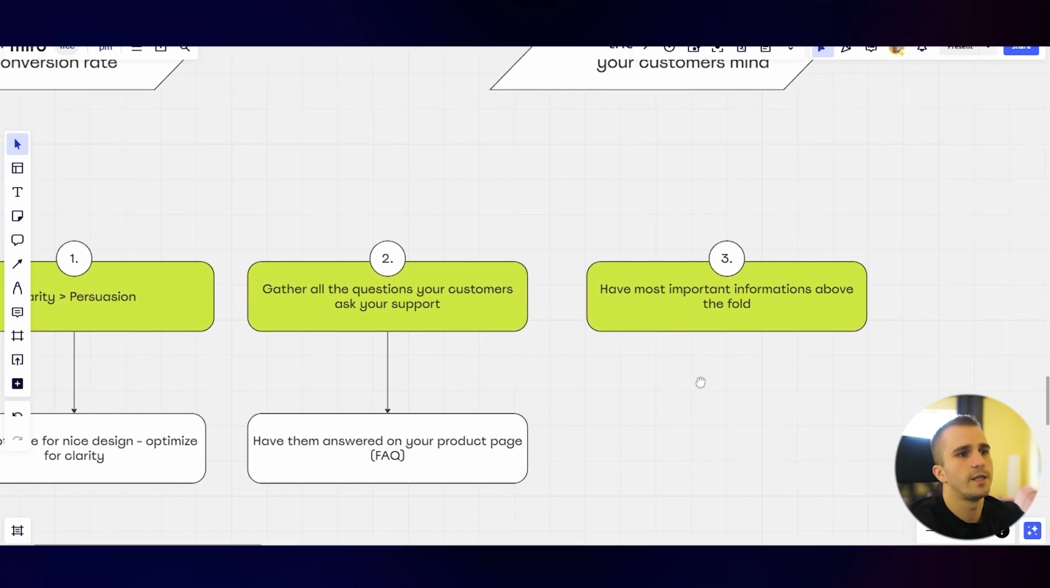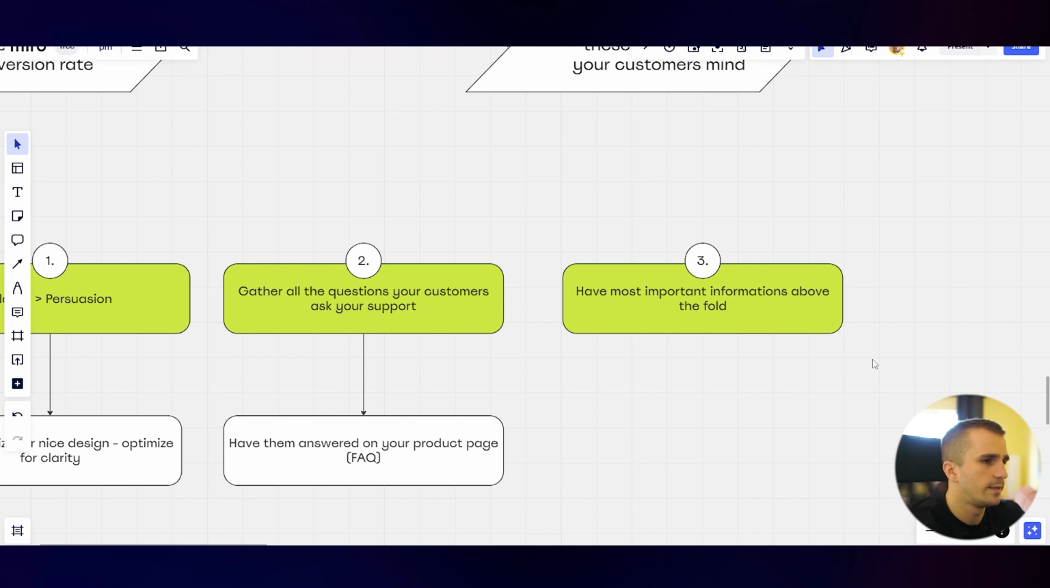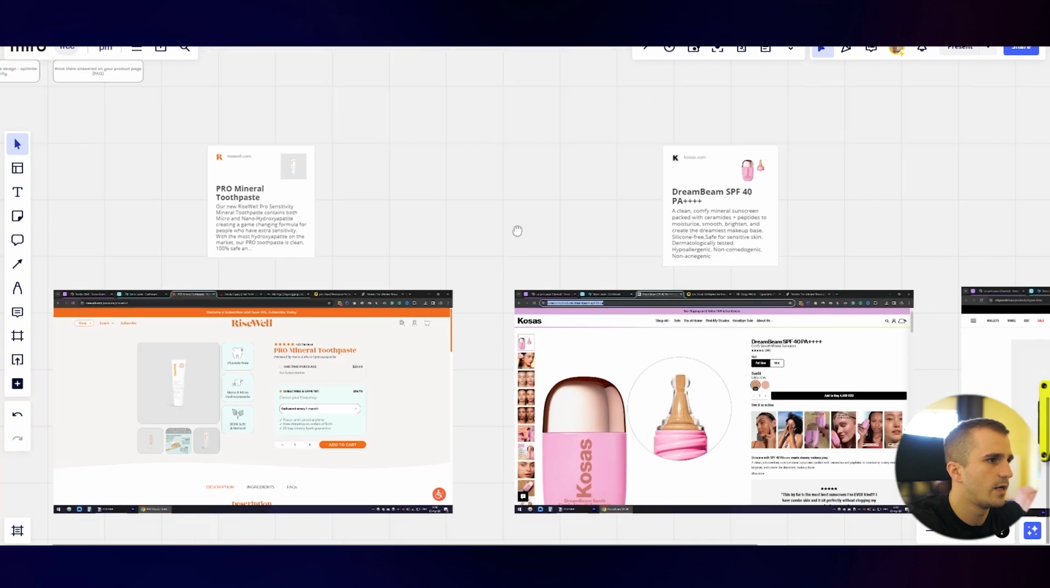The third thing you should do is to have the most important information above the fold. There's a huge percentage of people who won't even bother scrolling all the way down unless they're looking for something specific. So above the fold is the most important area of your product page, and you should have all the most important things there, like shipping time, refund policy, and all that stuff. That way you will increase your conversion rate, because many people won't even reach the bottom of your product page.